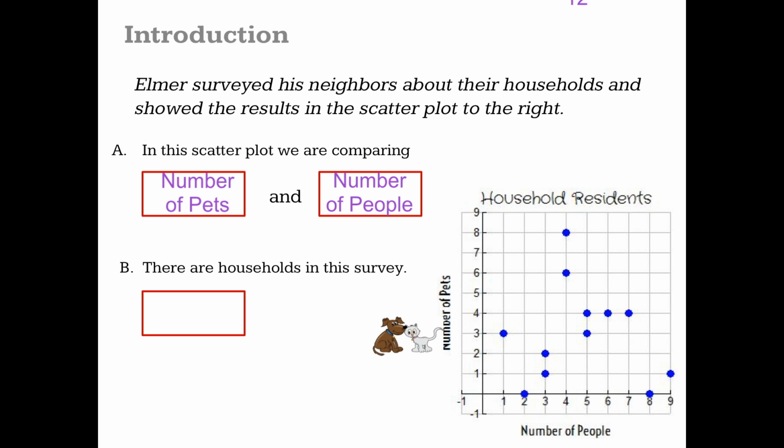Then it asks how many households were in this survey. The easiest way to figure out the number of things in a survey is to count the dots on our scatter plot. Sometimes scatter plots have way too many dots, but that's not the case in this one. We count the dots, and that tells us the number of households in the survey because that's the number of observations. If I count up all my blue dots, I end up with 12. So there are 12 households in this survey. Now let's take a look at the survey and answer some more complicated questions.